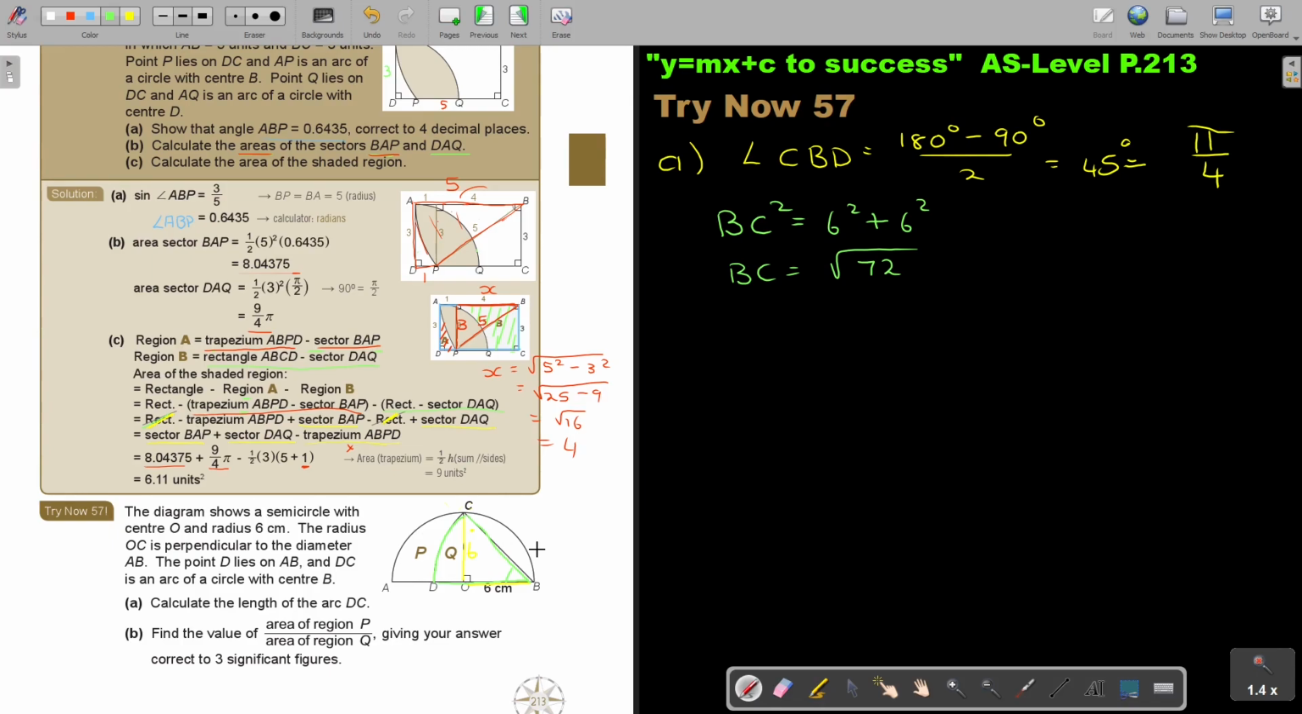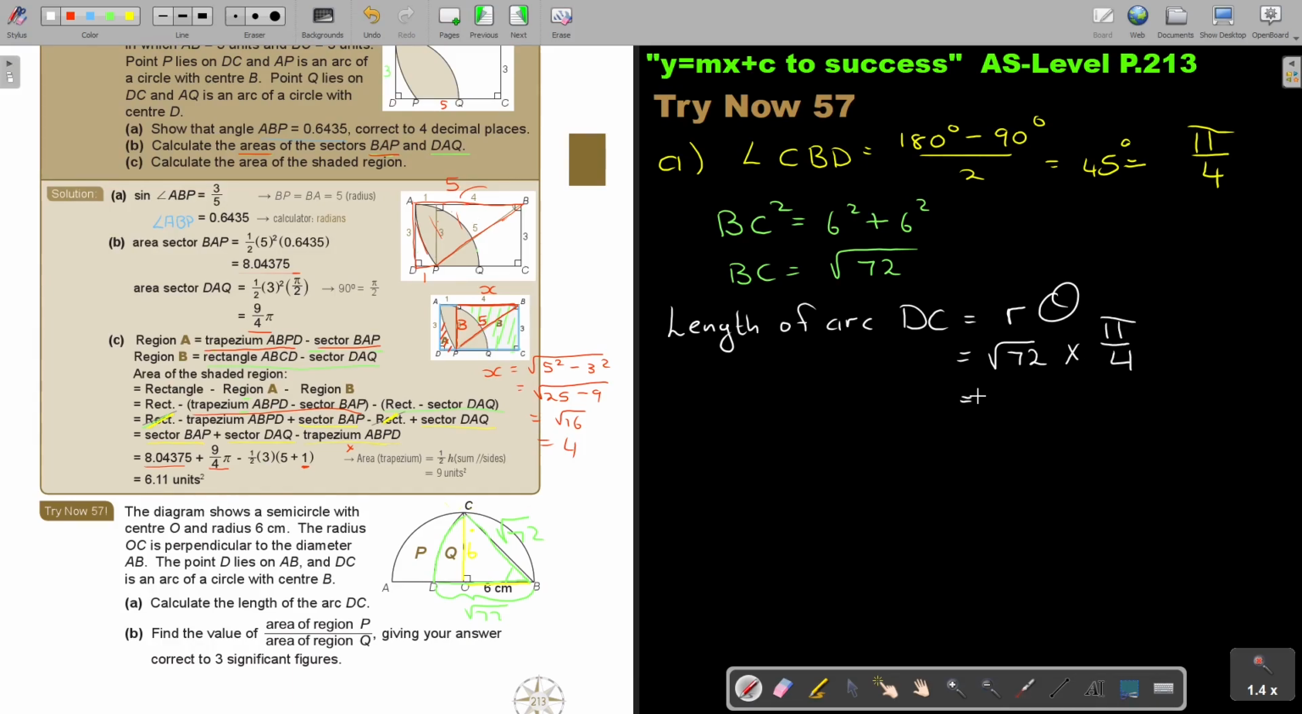Now I can say, okay, the length of the arc is the radius times the angle. And what is the radius? Remember, I said if this was square root 72, then this will also be square root 72. So that is going to be square root 72, and the angle is going to be pi over 4.